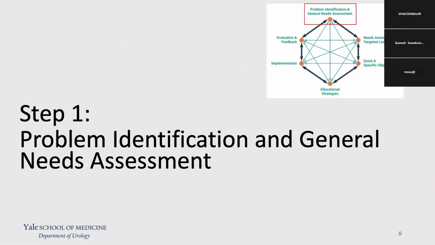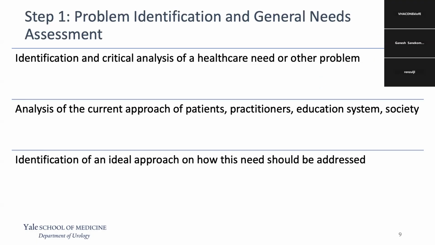So step 1 in curriculum development is problem identification and the general needs assessment. This step is really figuring out what the problem is and where it is, both nationally and locally, and how you think you want to do an improvement to improve the education on your problem. So you want to identify and critically analyze the healthcare need or the problem that you want to help.